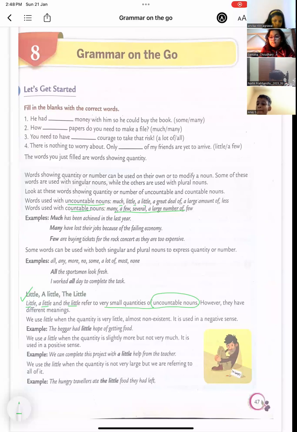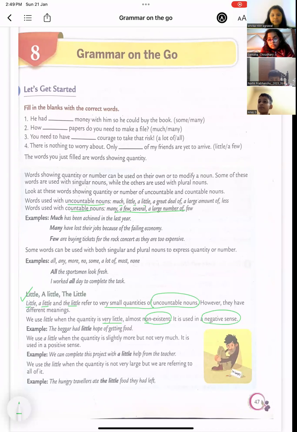So then we have little. The beggar had little hope of getting food. We use little when the quantity is very little, almost non-existent, and we use little in a negative sense. When you have no hope, you will say, the beggar had little hope of getting food. Now, my question to Anay is, we all watch cricket matches, okay? When you have high hopes that Australia is going to win, we have very little or zero hope for India to win the World Cup. So how are you going to use little in your sentence?